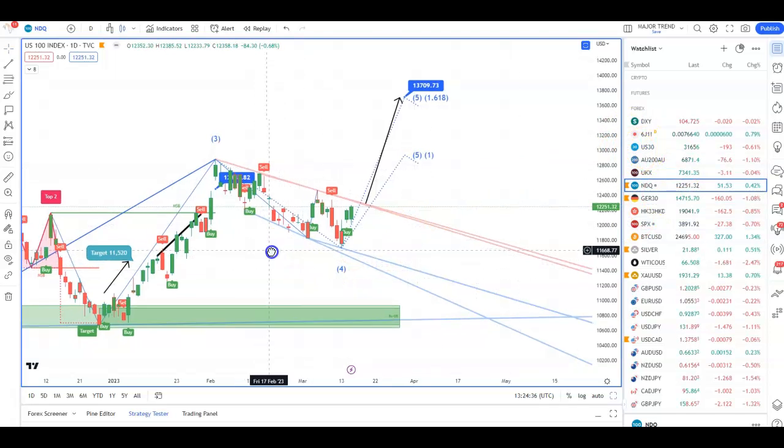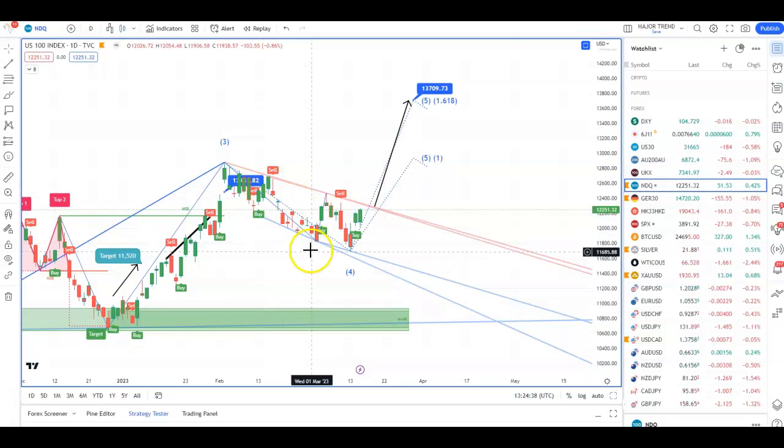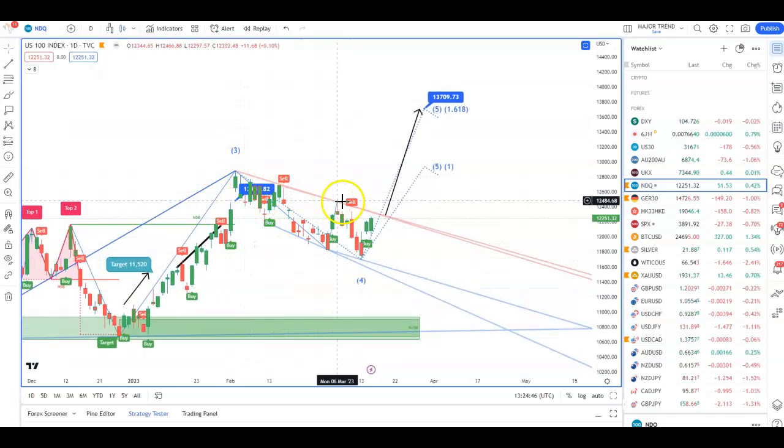But this is the Nasdaq, and we can see it's consolidating at the moment, but it's in a wave 4, guys, so this is really important. So what we're looking for is the break of this descending trend line. Once it breaks, then it's going to head for 13,709.